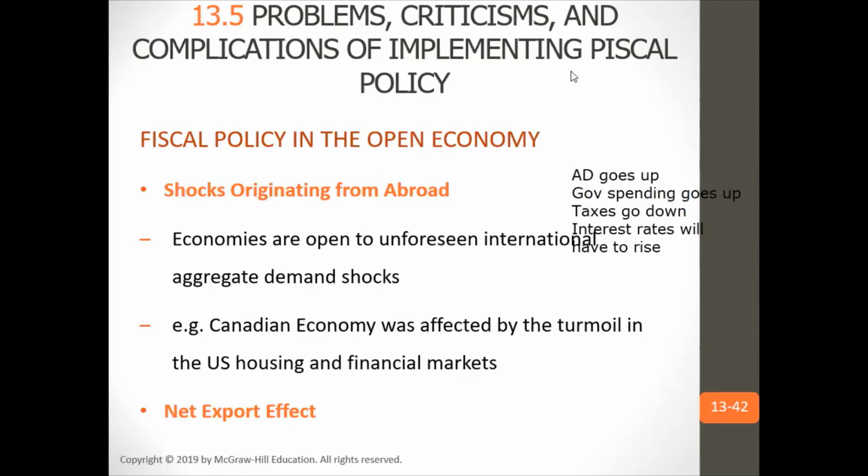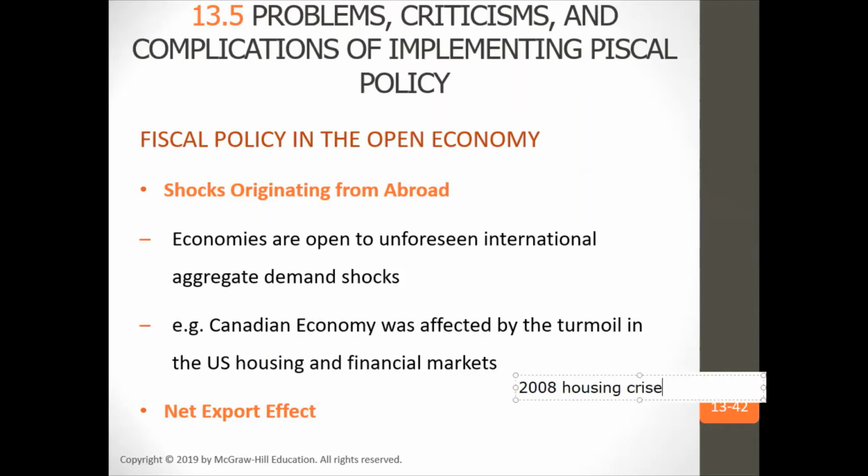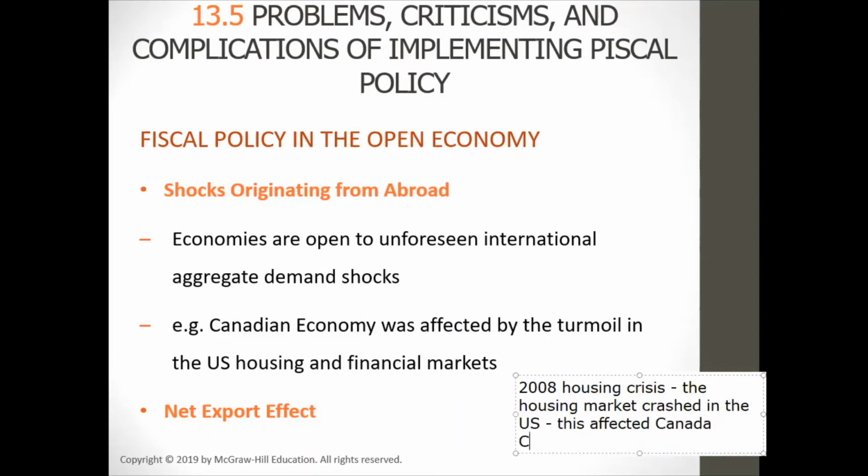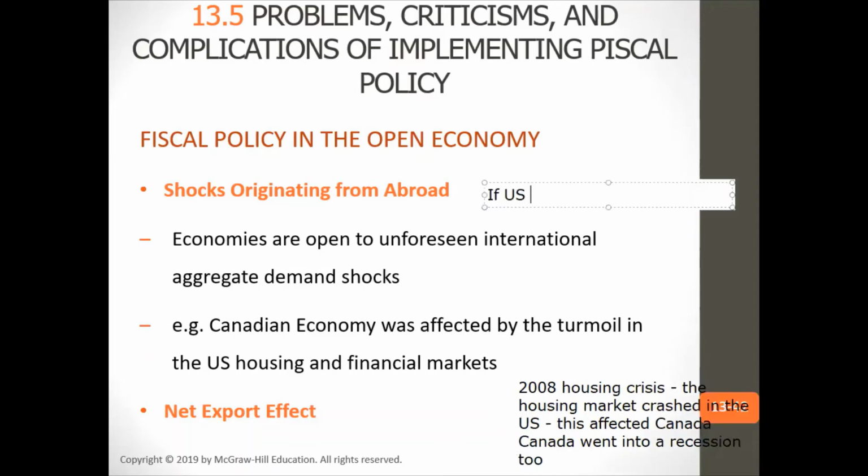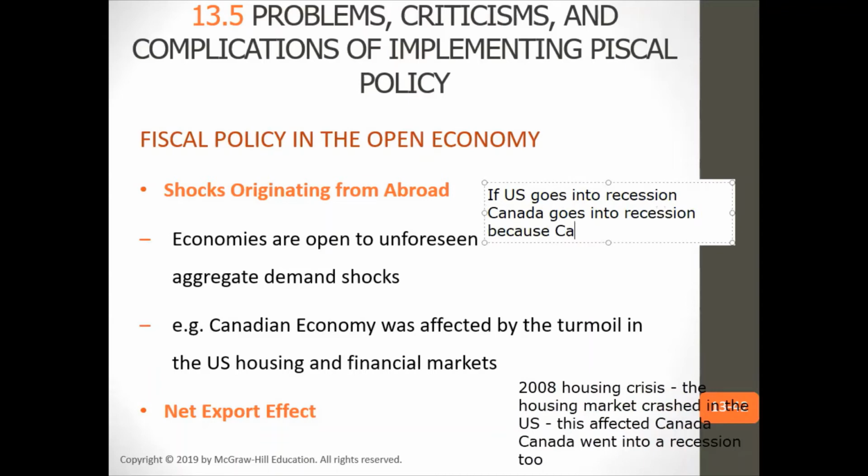So whatever happens in, let's say, the US with the 2008 housing crisis, where the housing market crashed, this affected Canada. Canada went into a recession too. So if the US goes into recession, Canada goes into recession, because Canada's largest trading partner is the US.